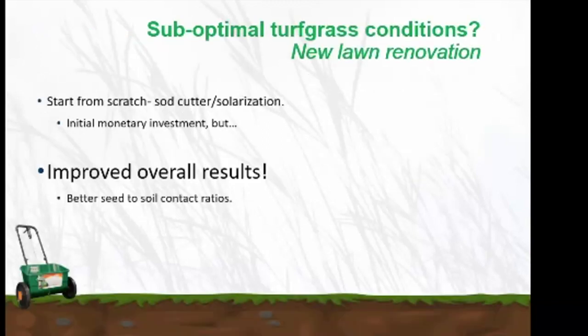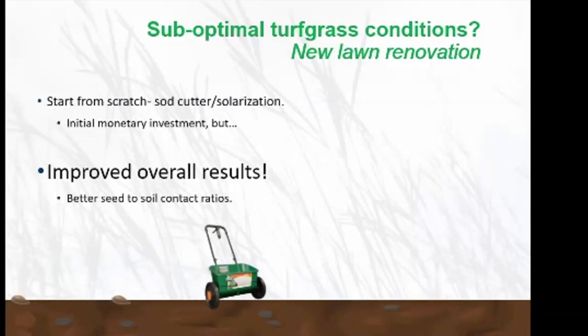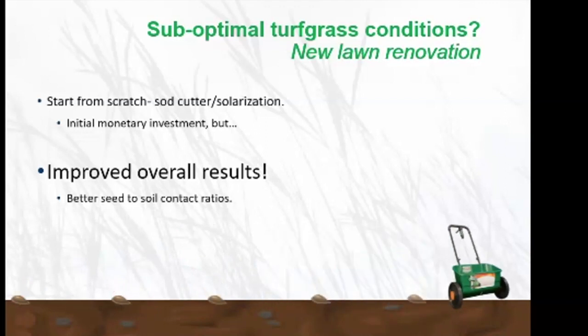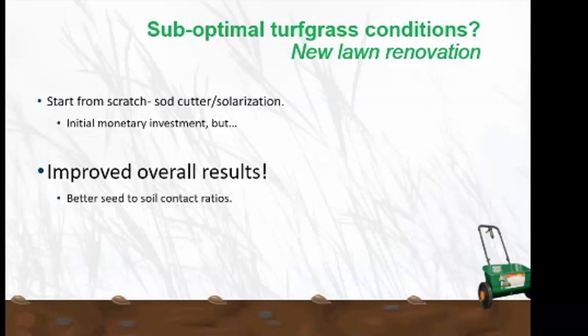So if you have suboptimal turf grass conditions, what do? Then you're going to be in line for a new lawn renovation. It is going to be a little bit more effort or a little bit more of an investment. But the good thing here is that you'll see improved overall results where you will get perfect seed to soil contact ratios because you're dropping that seed directly on the soil.